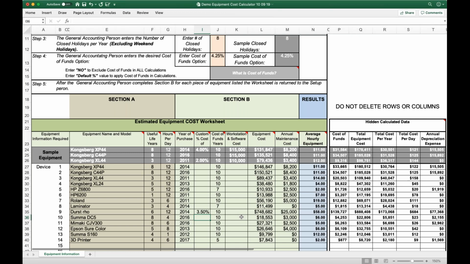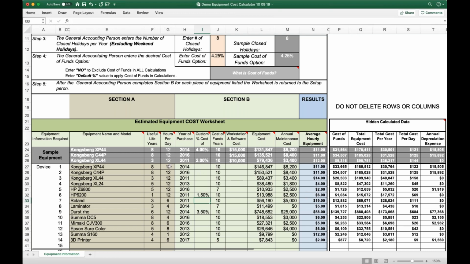Let's say that one of these was purchased on a cash basis, and the interest rate was 1.5% on the cost of funds at that point. It'll probably not have a whole lot of significant impact.